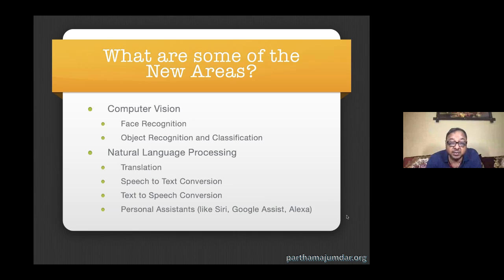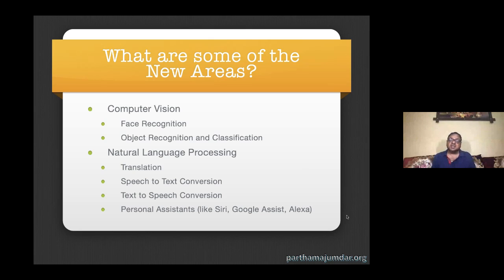And these are some new areas. You can look at computer vision and natural language processing. By the way, natural language processing is an area which has been there since the 1960s. The earliest translator, which could translate between a few languages, was developed in the 1960s. And nowadays we have speech to text conversion and text to speech. You have ebooks which can read text for you, etc. Then you are all familiar with Siri, Google Assistant, etc.